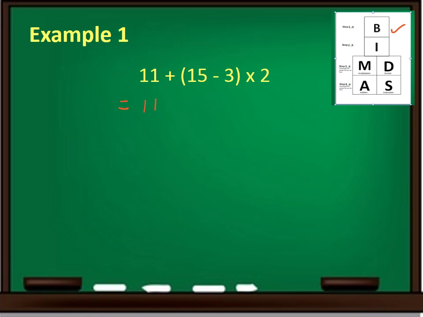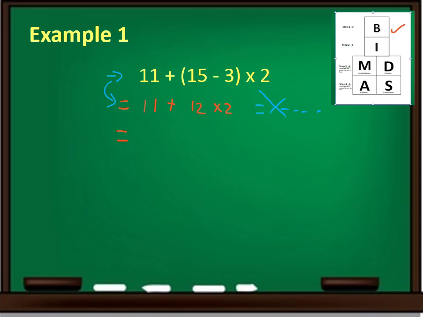The 11 is not going to change, so it comes down. The plus doesn't change. 15 minus 3 is 12. And the times 2 doesn't change, so it comes down to the next line. Equals goes on the next line. You don't put another equal sign over here and keep going across. That's wrong. The equal sign for this line is there on the next line.